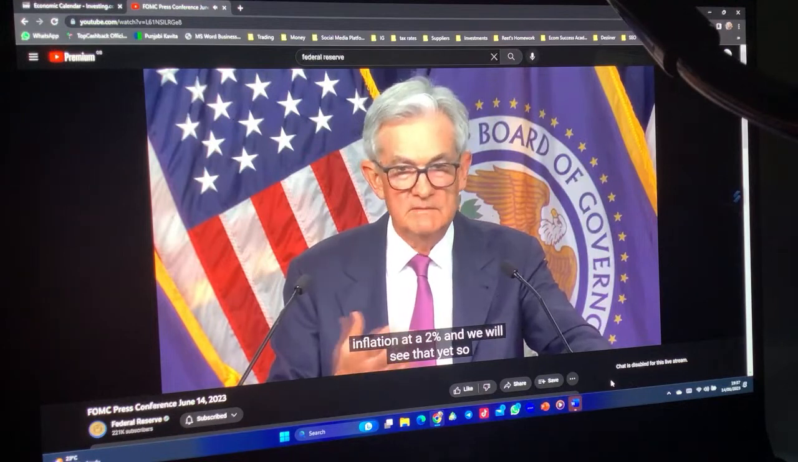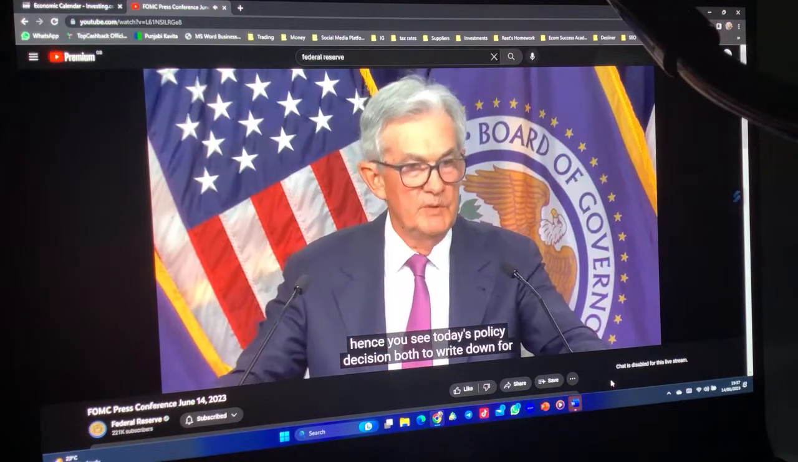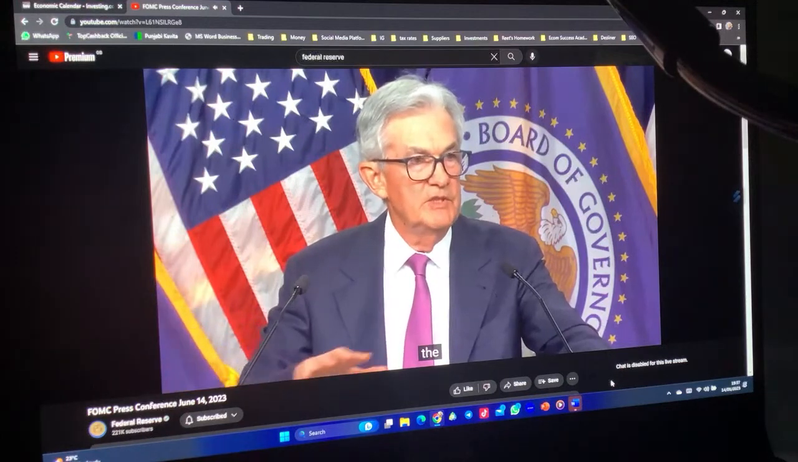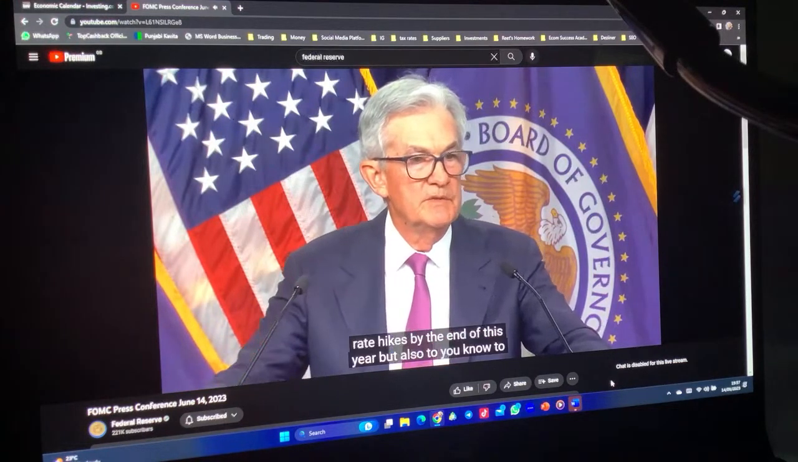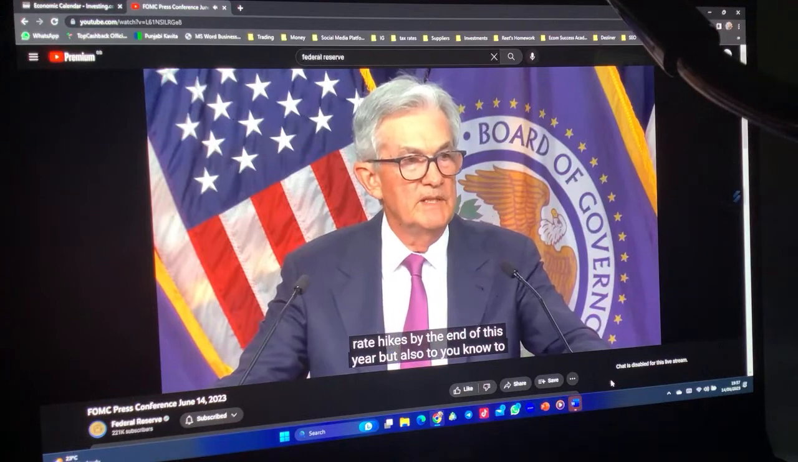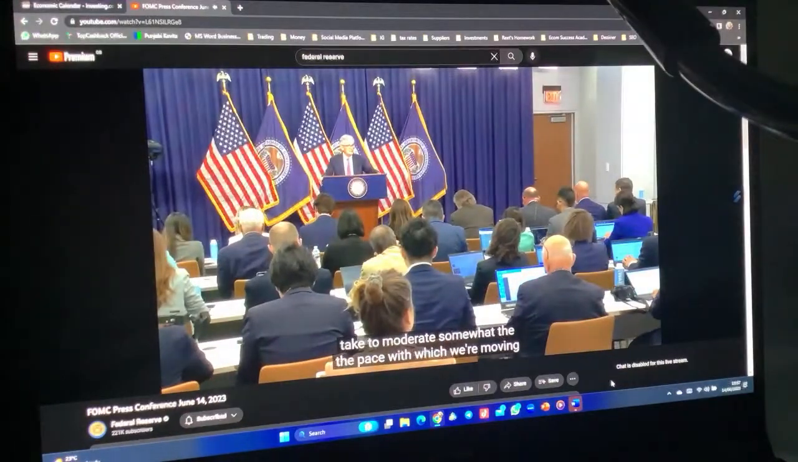So I will look at the calendar and today's policy decision, both to write down further rate hikes by the end of this year, but also to moderate somewhat the pace with which we're moving.